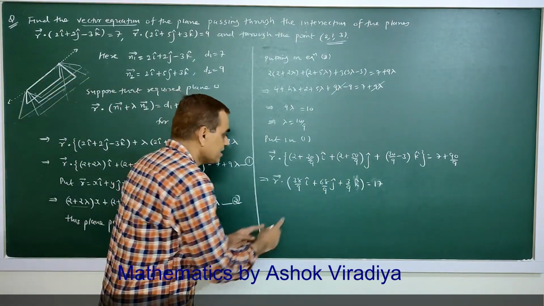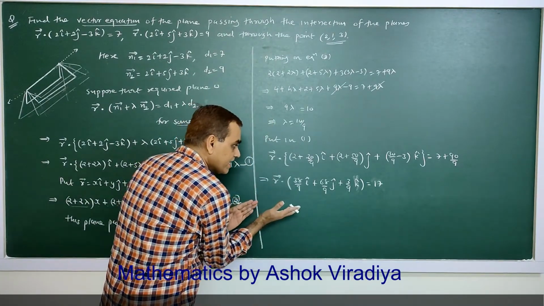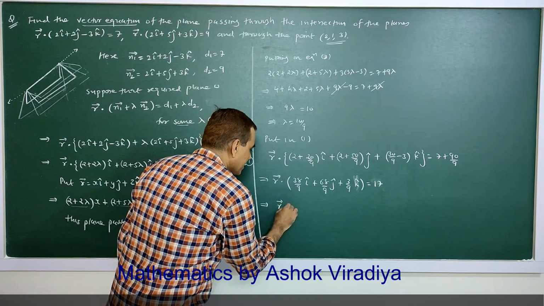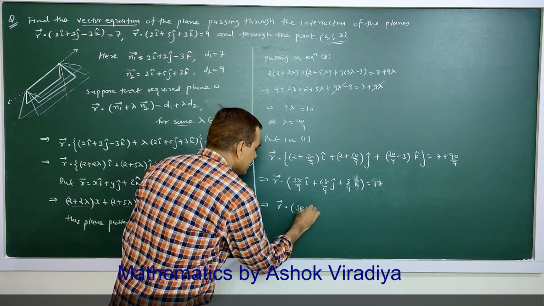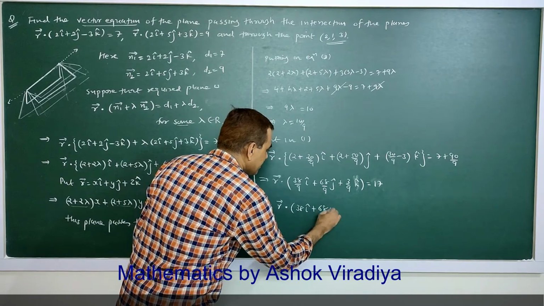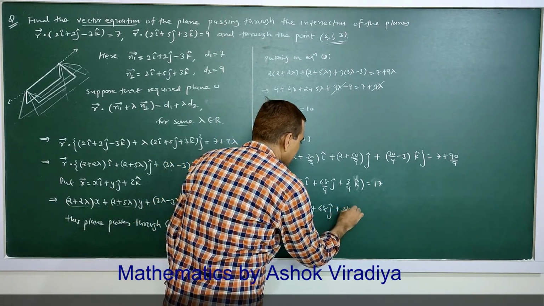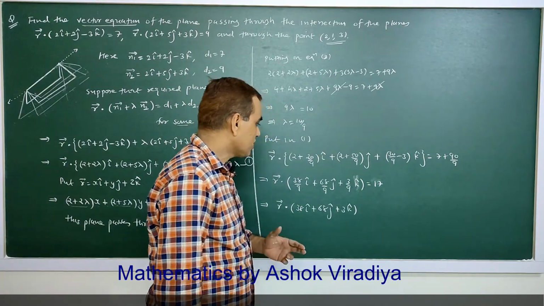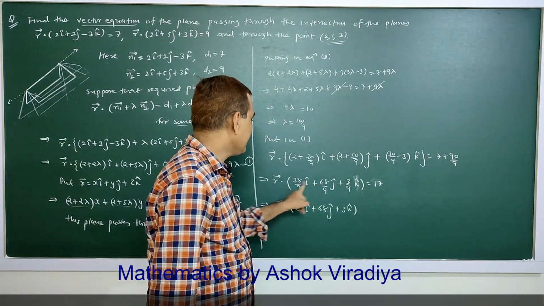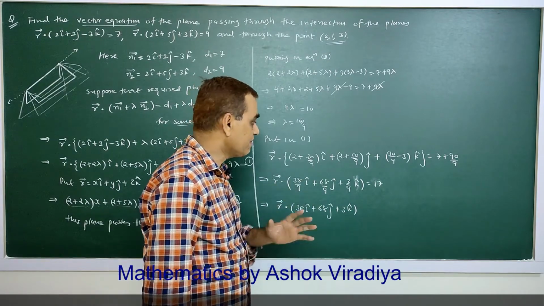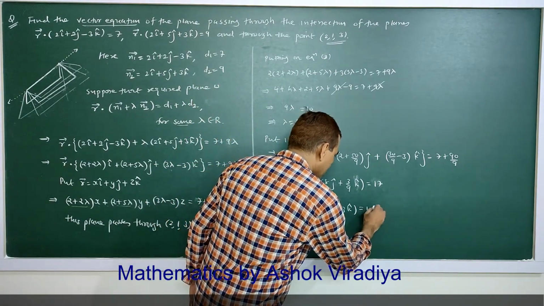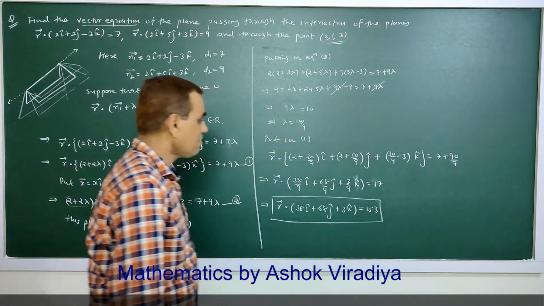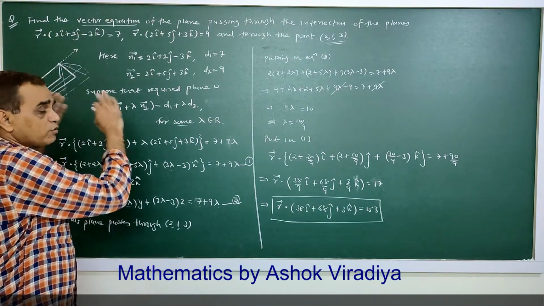We can take this 9 outside and multiply 9 on that side. This can also be taken in a more simple form: 38i plus 68j plus 3k equal to 17 into 9. So 17 into 9, that is 90 plus 63, 153, equal to 153. This is the required vector form of the required plane.